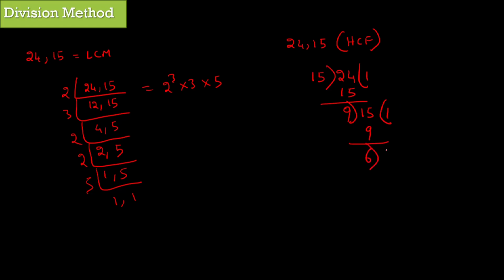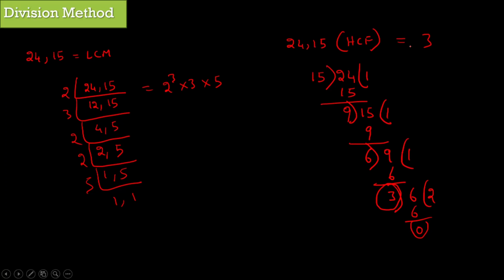Again you need to bring this 9 here, and this remainder will become the divisor now. So 6 ones are 6, remainder is 3. Next 6 will come here, 3 twos are 6. What is the remainder? 0. So at which divisor did I get the remainder 0? 3. So the HCF of 24 and 15 will be 3. So this is the method to do LCM and HCF using the division method.